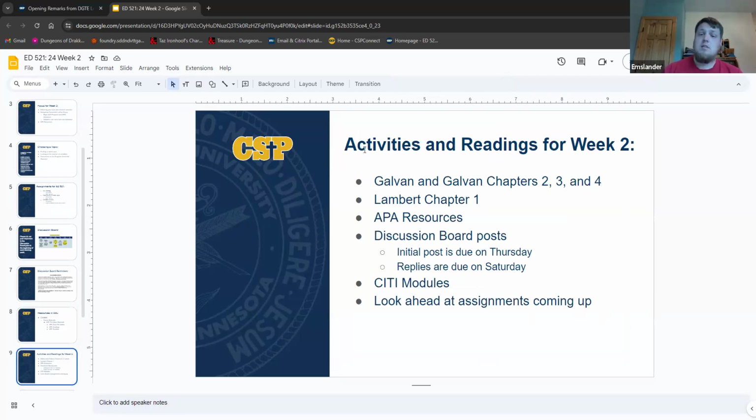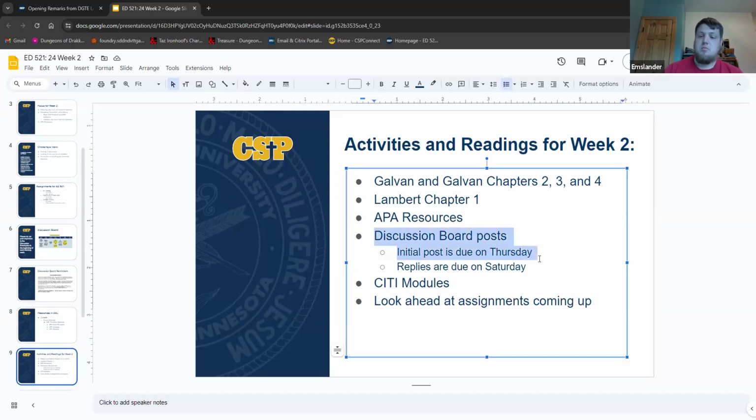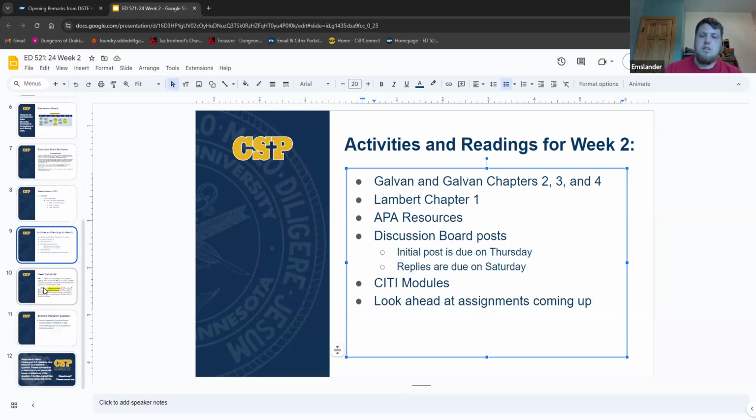This week, please read Galvin chapters 2, 3, and 4, Lambert chapter 1. Look over some APA resources, and make sure you get your discussion board posts done by Thursday and your replies by Saturday. Work on some CITI modules if you have some time, and start looking ahead at your assignments and working on that assignment that is due week 3.